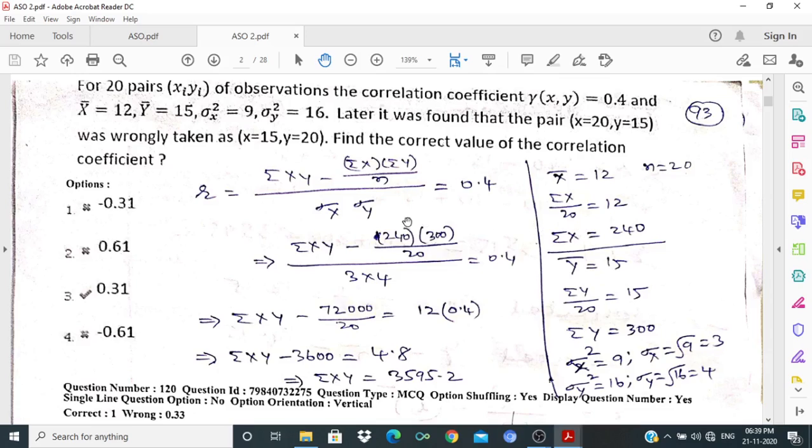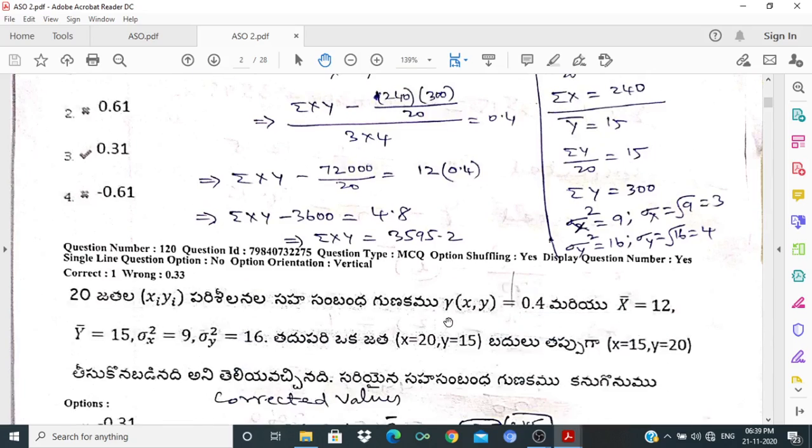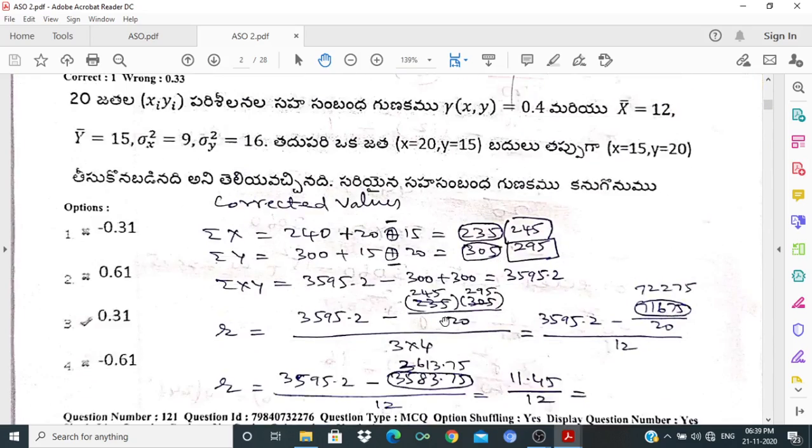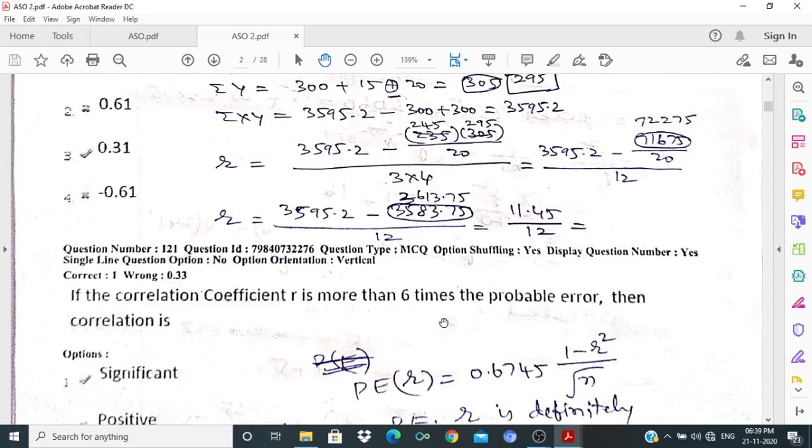From the given data, we can find the summation xy is equal to 3595.2. X bar is equal to 12, n is equal to 20, summation x is equal to 240. Similarly, summation y is equal to 300. Sigma x, sigma y are given here. Sigma square x is equal to 9. Sigma square y is equal to 16. We use corrected values.